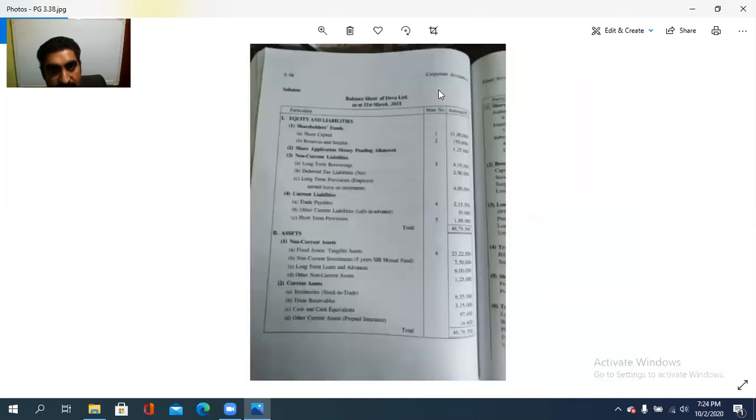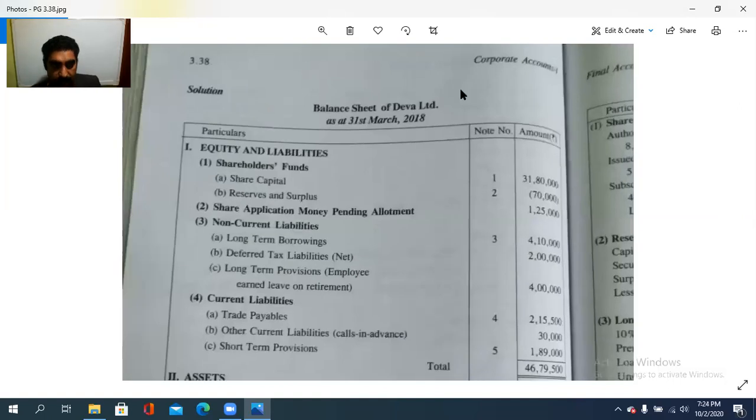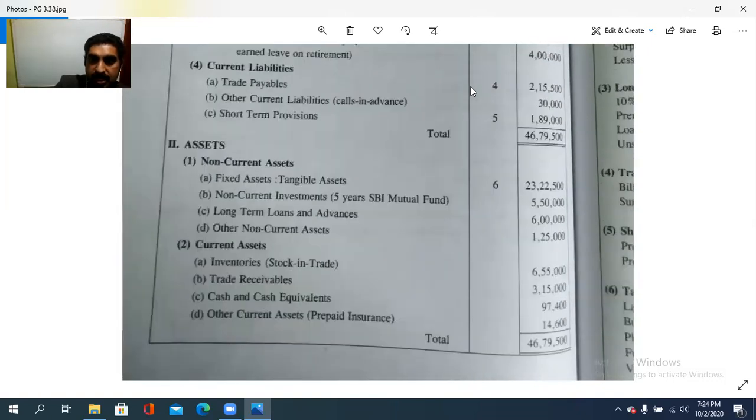First we write the balance sheet of Deva Limited, equity and liability. As you are aware, equity and liability is the first item in the balance sheet. So under that, shareholders' funds, under that share capital and reserves and surplus. Then share application money pending allotment, non-current liability, current liability, like the same assets, non-current asset and current asset, isn't it? So see, non-current asset and current asset.